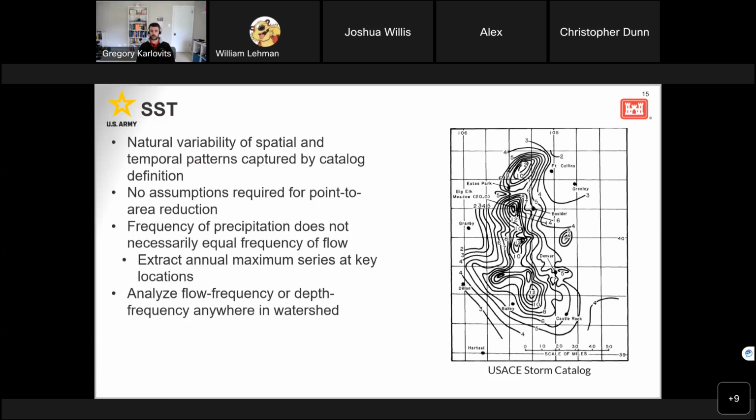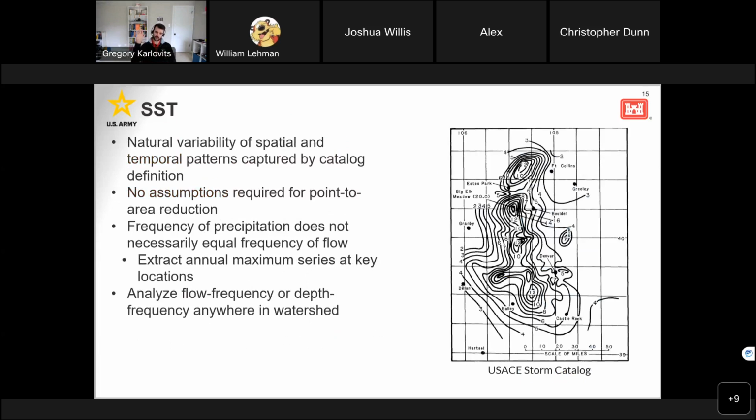Now, the real big upside to this is that we can analyze flow frequency or depth frequency everywhere in the watershed. That's because we don't have to make any assumptions about area reduction, which are dependent on drainage area and storm area. And then when we transpose these, and I believe I have a flow chart. Yeah, I'll show the flow chart, which will clear this process up in a second. But when we do these transpositions, you move it, you run it through your hydrologic model, you can go to a number of damage areas or areas of location within your watershed, and you can pull a flow frequency curve from the annual maximum transpositions. The beauty of this is you don't have to know before you start whether it's going to be an annual maximum for one location or another.